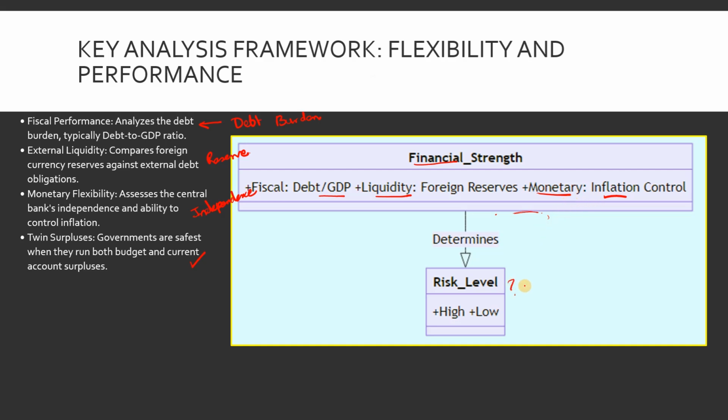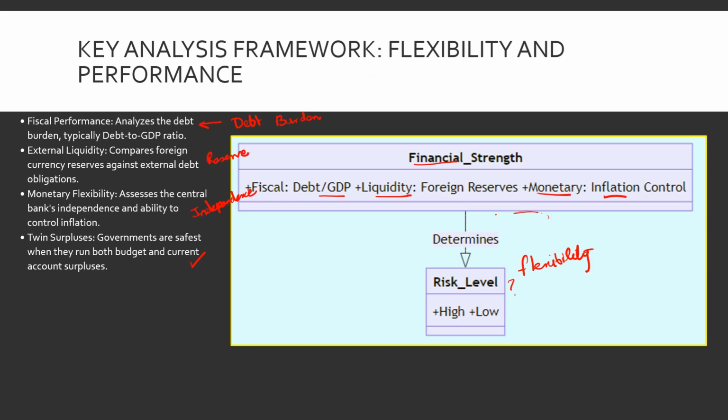As a trainer, I highlight that flexibility is what saves a country during a crisis. A government with low debt and high reserves has the firepower to bail out its banks or stimulate its economy during a recession. A government that is already stretched to its limit has no room to maneuver, making it a much more dangerous prospect for bond investors when the economic cycle turns.